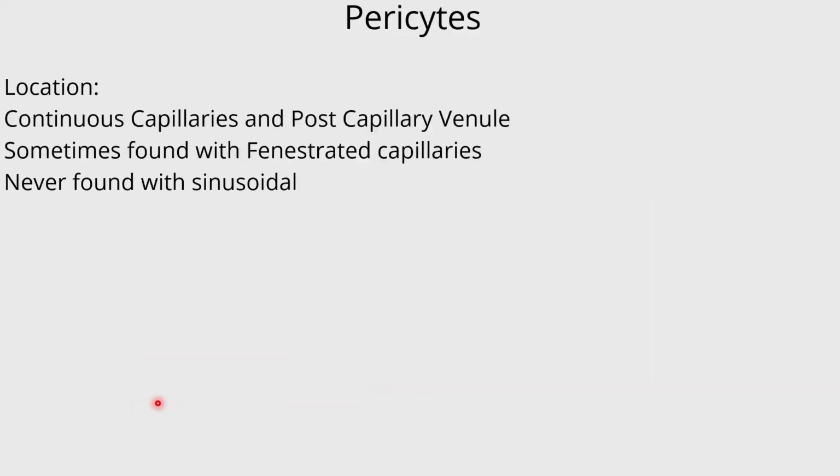Now parasites. Parasites are found always, mainly, with continuous capillaries and the post-capillary venules. They are sometimes found with fenestrated capillaries and they're never found with sinusoidal.